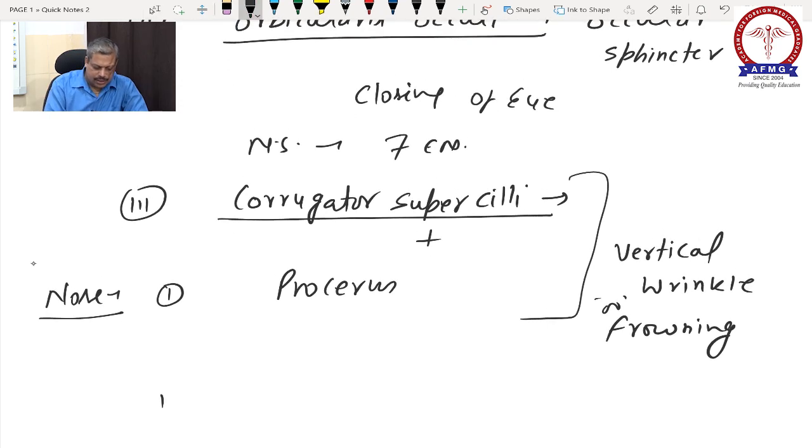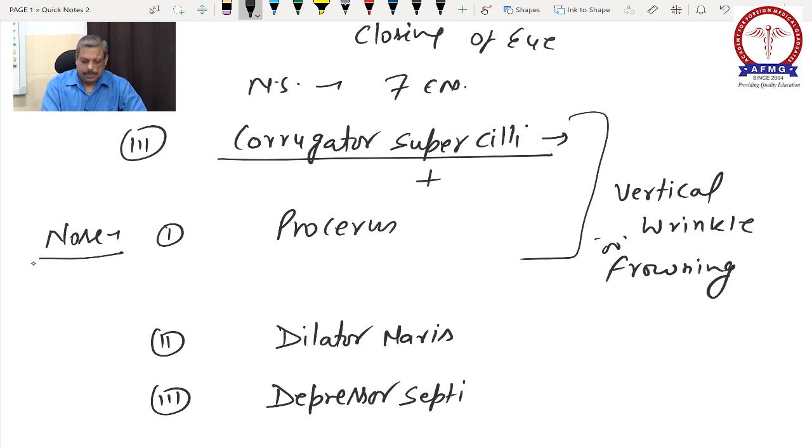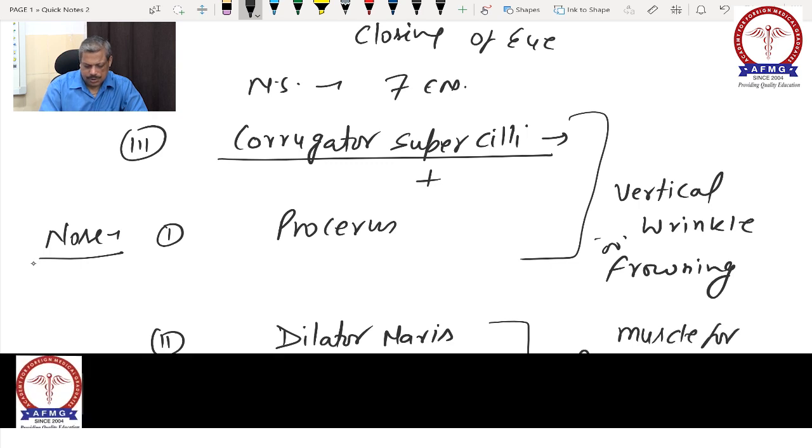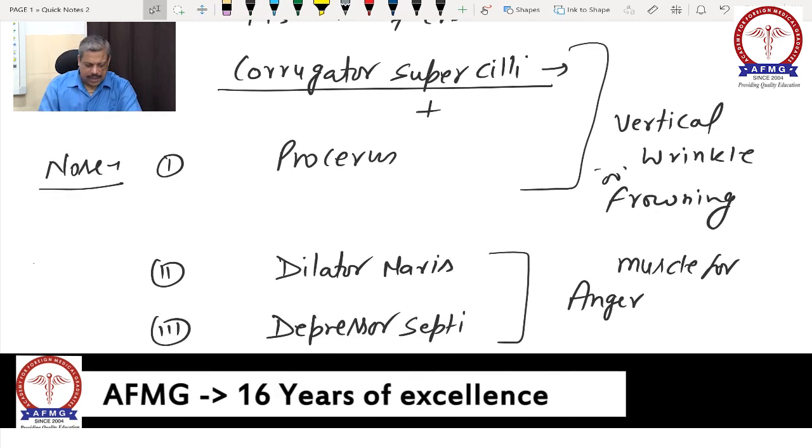The other muscles in the nose are dilator nares and depressor septi. Dilator nares and depressor septi. These two muscles are known as the muscles for anger, dilator nares and depressor septi.